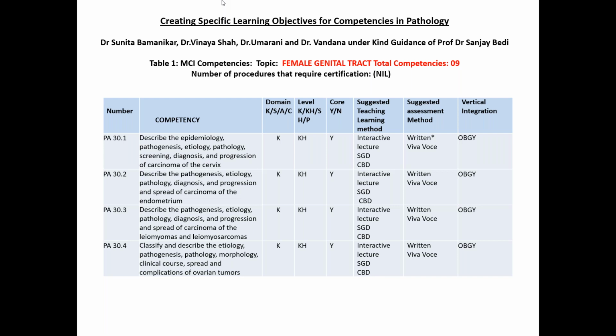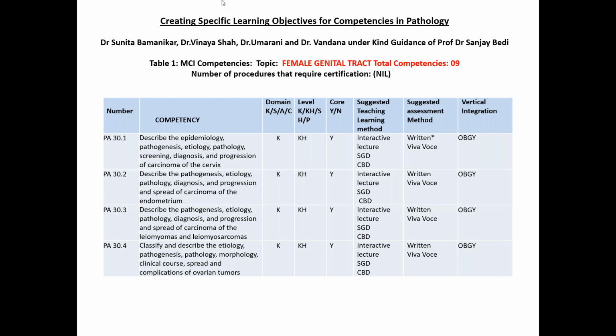Our first competency is describe the epidemiology, pathogenesis, etiology, pathology, screening, diagnosis, and progression of carcinoma of cervix. The second competency, describe the pathogenesis, etiology, pathology, diagnosis, and progression and spread of carcinoma of endometrium. The third one, describe the pathogenesis, etiology, pathology, diagnosis, progression, and spread of carcinoma of leiomyomas and leiomyosarcomas. There's some error here. I corrected that in the subsequent slide. Actually, in our booklet, it is like that only.